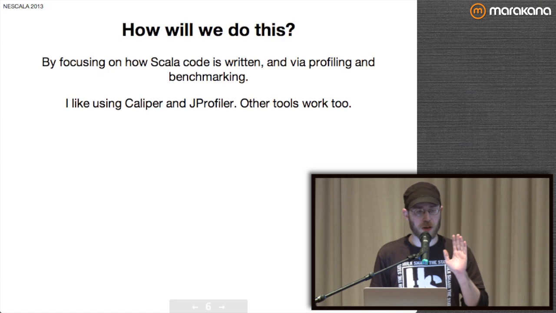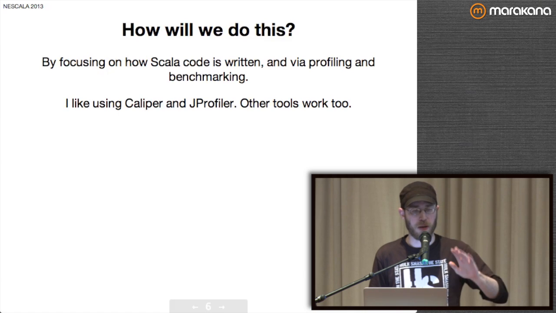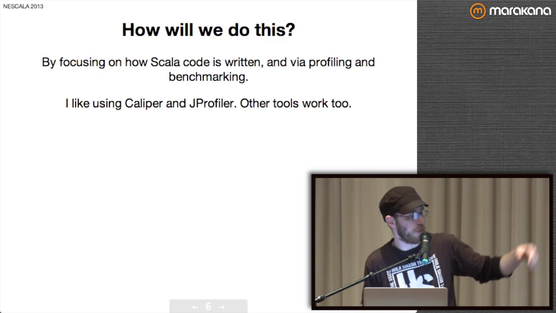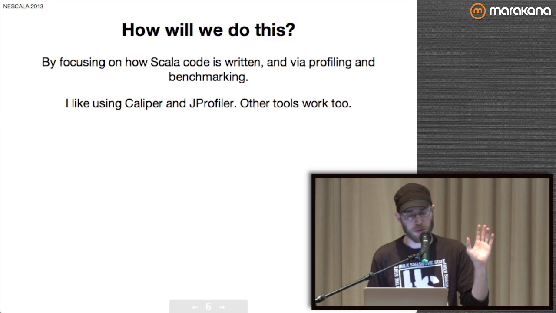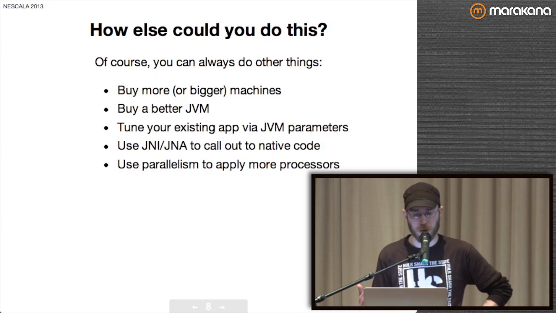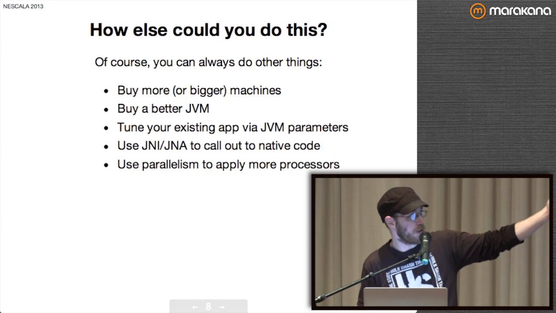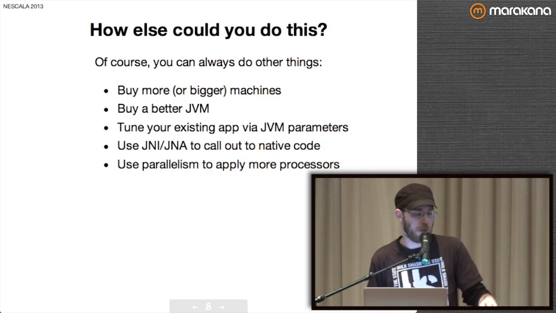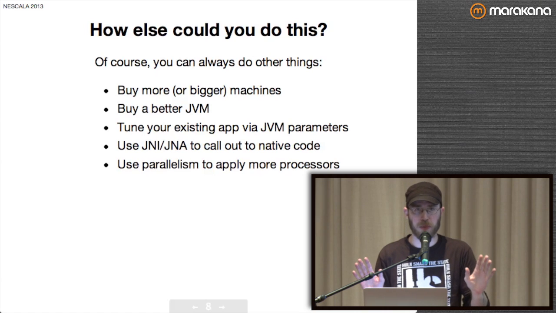And I'm focusing on code that you write in Scala. I'm not talking about you writing Java or C or anything like that. I do profiling. I think profiling is important, and I think everyone should do it. I'm using Caliper and JProfiler, but other tools are great. Things you could do that I'm not going to talk about are buying bigger machines and getting a better JVM that's just smarter. You can also do a lot of tuning at runtime just by tuning parameters, like which garbage collector you use. That stuff's really important. It's just not the focus of my talk.